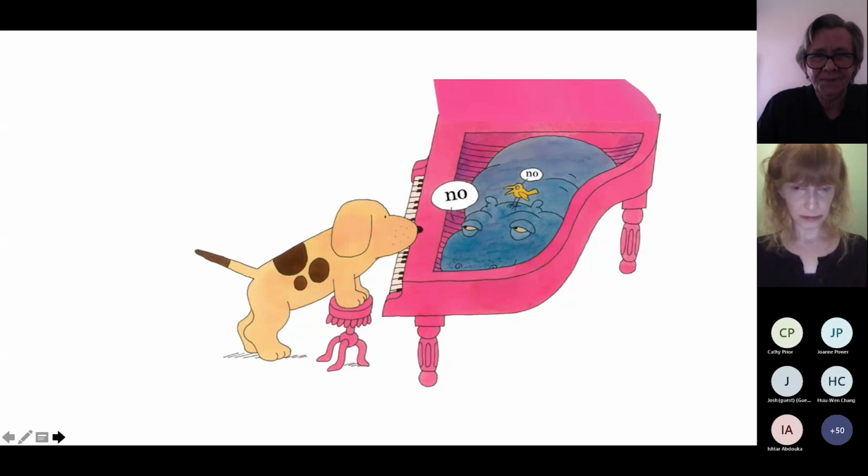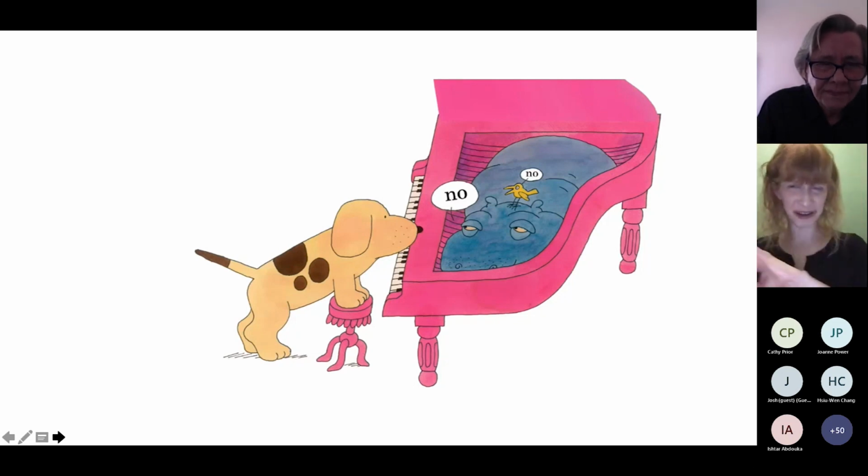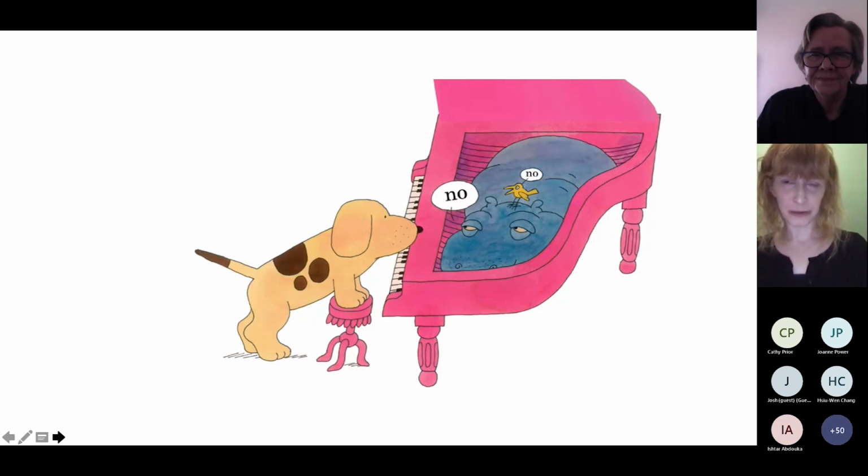Marion. Could we say that's not Spot? Yeah, exactly. Thinking about our repetition again. That's not Spot. We might say, that's a big hippopotamus. And what else might we say?